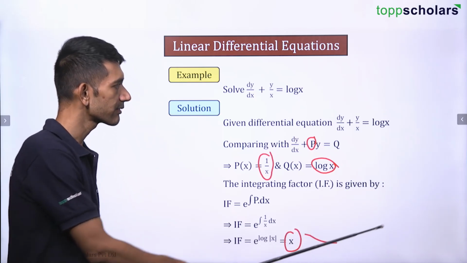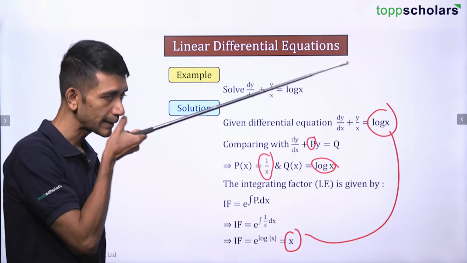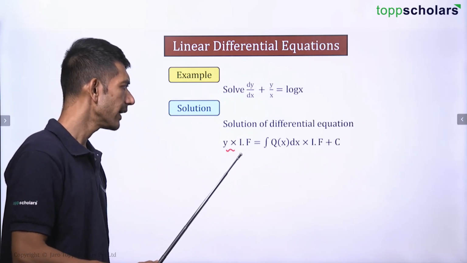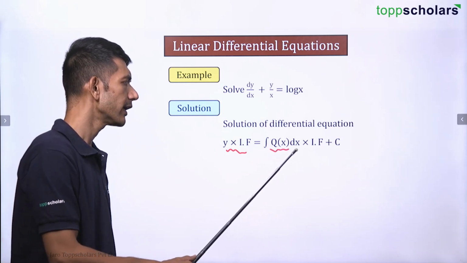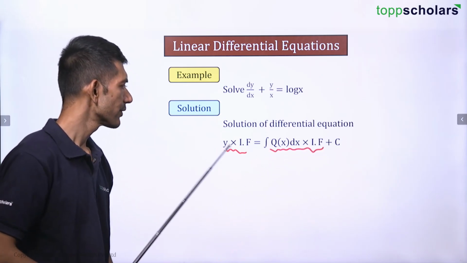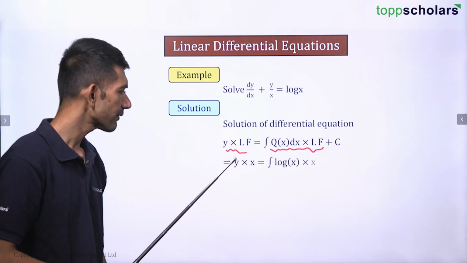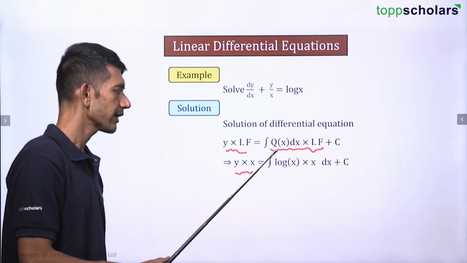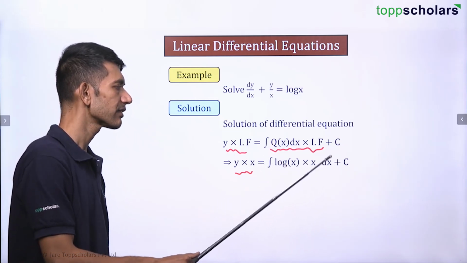Now you take this x and multiply with log x on the right hand side. As we know, y times the integrating factor is equal to the integral of Q times the integrating factor plus c. So y remains as it is. The integrating factor is x. So y times x is equal to the integration of log x times x, plus c.